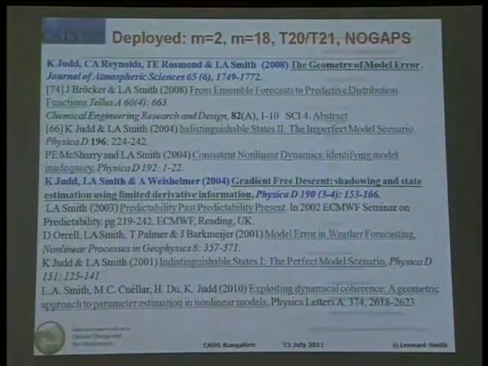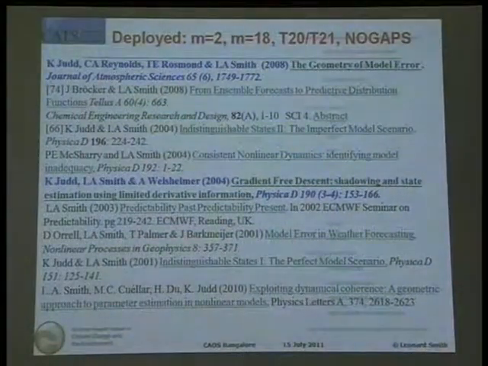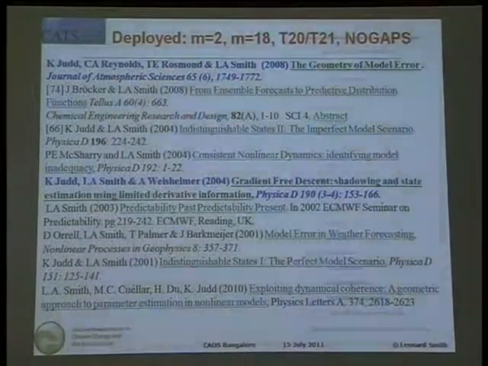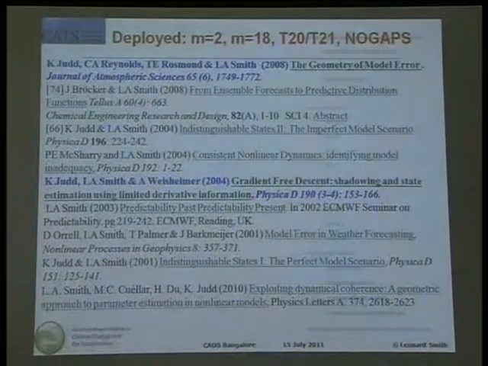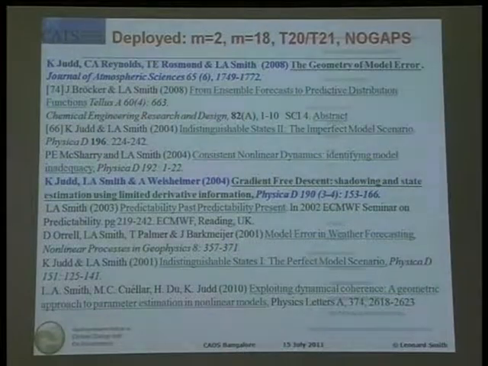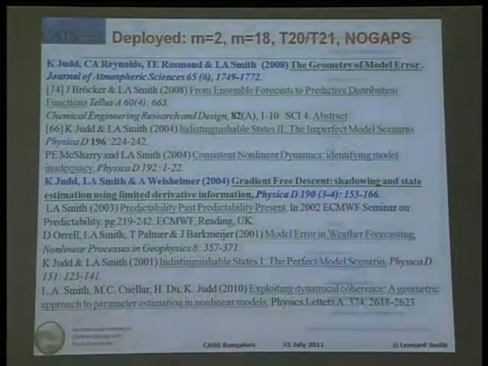We've done this on a number of systems in 2 dimensions and 18 dimensions, for quasi-geostrophic models and for NOGAPS. We're really interested in looking at other places to do it, to find atmospheric models or even larger models. Because by doing this assimilation, you can actually get an idea of how well the model can track the large-scale dynamics and how long the model can track the large-scale dynamics.